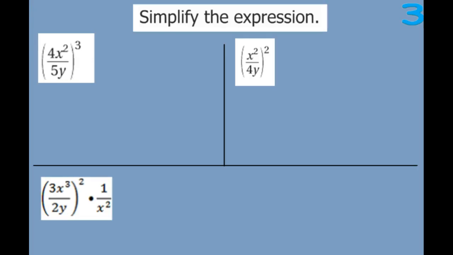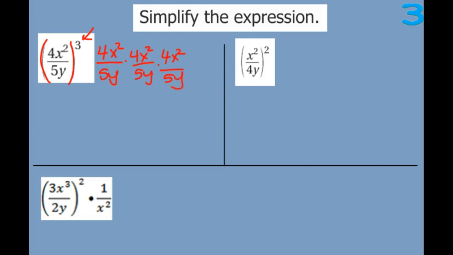All right, flip over to the back side. We've got a couple more. A little bit more going on in these ones, but we still know how to follow the same strategies. We're going to write this all 3 times. So we have 4x squared over 5y, 4x squared over 5y, 4x squared over 5y.